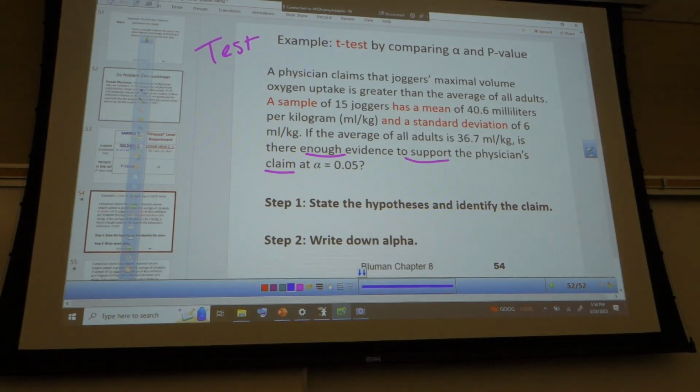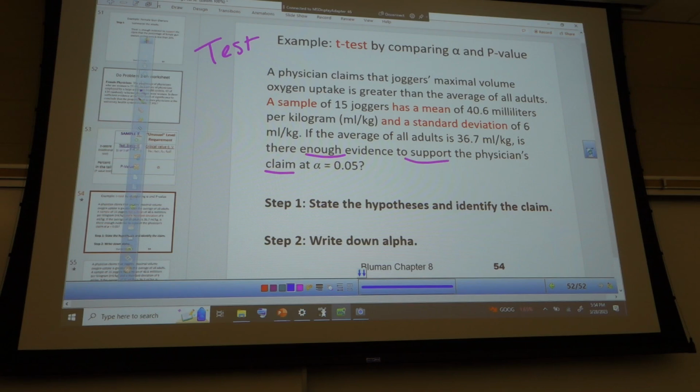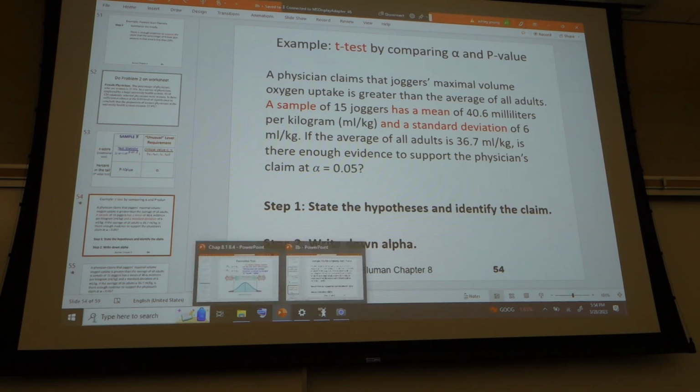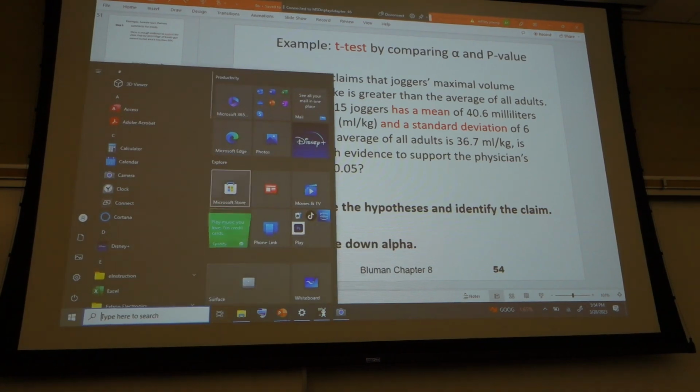Right, so which one is this one? Mean. How do we know it's a mean? It has the word mean, and a standard deviation, and a sample. What is the mean? 40 points. What does the mean mean? It has the mean, it has the standard deviation, it's got all that.